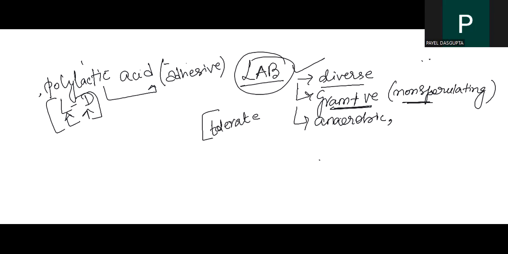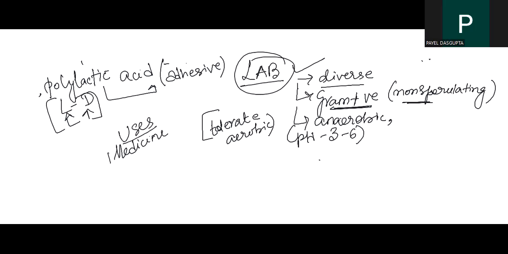Then it can tolerate aerobic conditions, and the pH is around 3 to 6, but mainly it is anaerobic. Okay, it can withstand high ethanol concentration, and microaerophilic conditions. And the main uses: we use it in medicine. Second is in food.